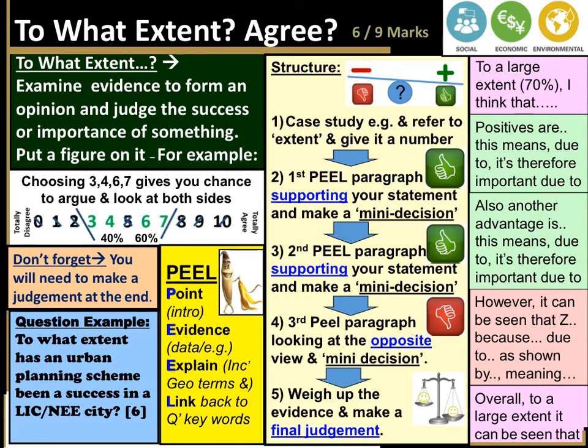The structure strip in the middle, you can see here, we've got the positives, we've got the negatives, and it's a little bit different than the multi-tool structure because you definitely have 2 arguments on one side and 1 argument on the other side. So your introduction is going to be, to a large extent, 70%, I think that, and you'll name your place name. Of course, it might be to a small extent, which is 30 or 40%. First appeal paragraph, make a mini decision. Second appeal paragraph, make a mini decision. And then your third appeal paragraph is the opposite of what you think, just acknowledging that there's another point of view. Of course, at the end, weigh up the evidence, make a decision, and those decision words are things like important, successful, effective.